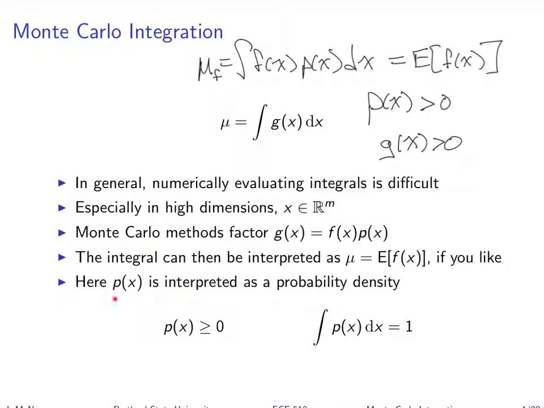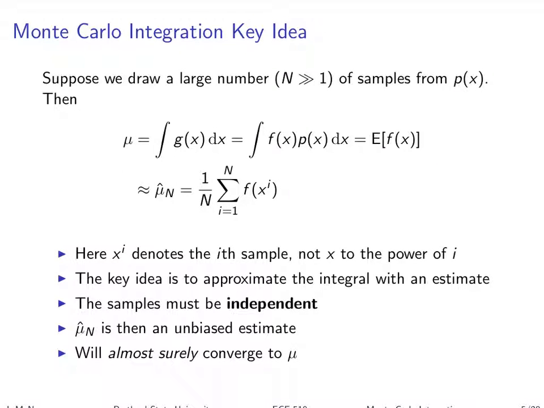Again, you get to pick the PDF that you're going to use. Being a PDF, it's got to be greater than or equal to 0. It's got to have unit area, but you get to pick it. So that's fine. We're trying to find an integral, and now you're telling me I can think of that as an expectation. That gets us part of the way there.